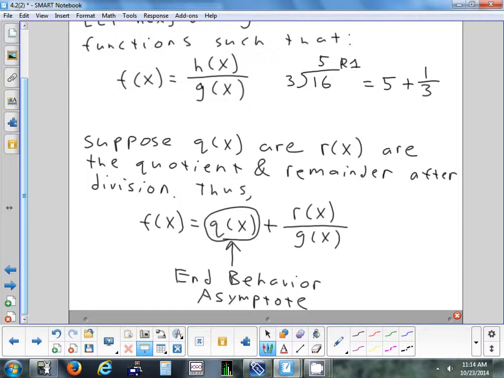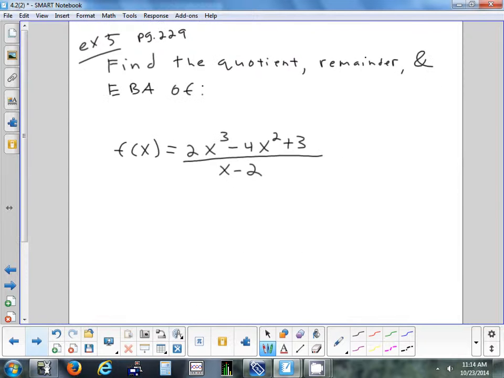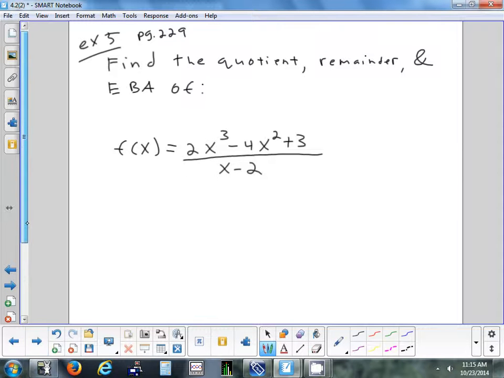You found quotients, you found remainders. We're just calling the quotient a new name now. We're calling it end behavior asymptote. But it's going to be all the same steps you already know for long division. Synthetic division won't work here, especially when the denominator is more complicated. Synthetic division would work for this one, but let's use long division because we can't always do synthetic.